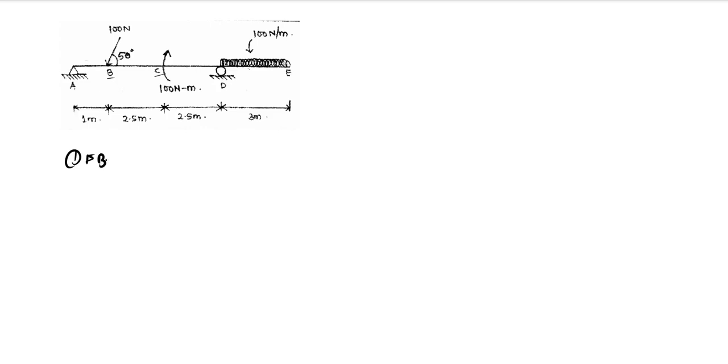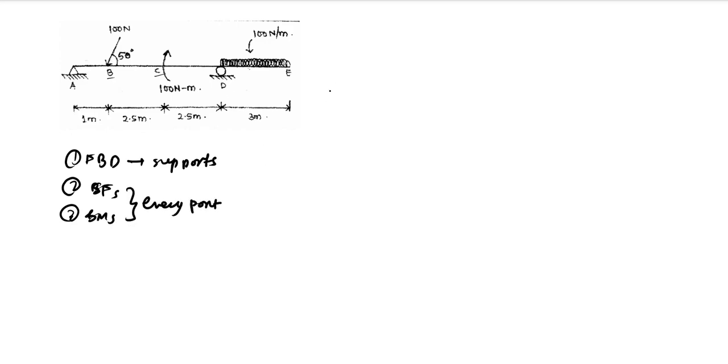Firstly, we need to draw the FBD of the beam to find the support reactions at A and E, at A and D supports. Then we need to find the shear forces and then the bending moments at every point to draw the SFD and BMD. So firstly, we'll draw the FBD of that beam. We have A, B, C, D, E.